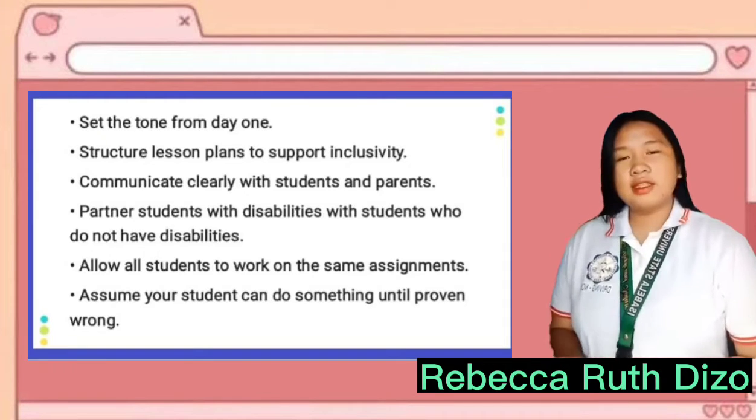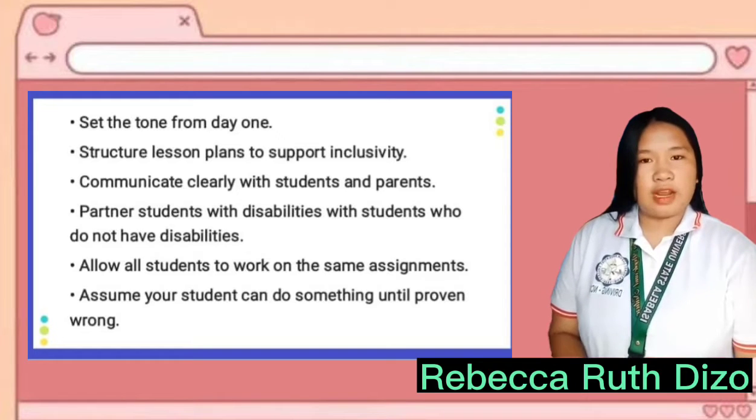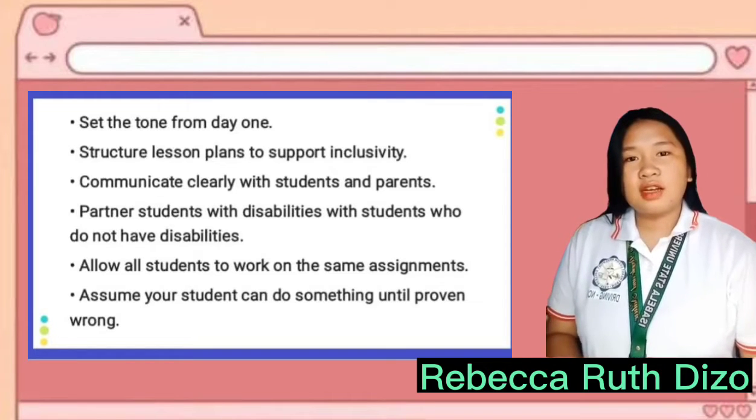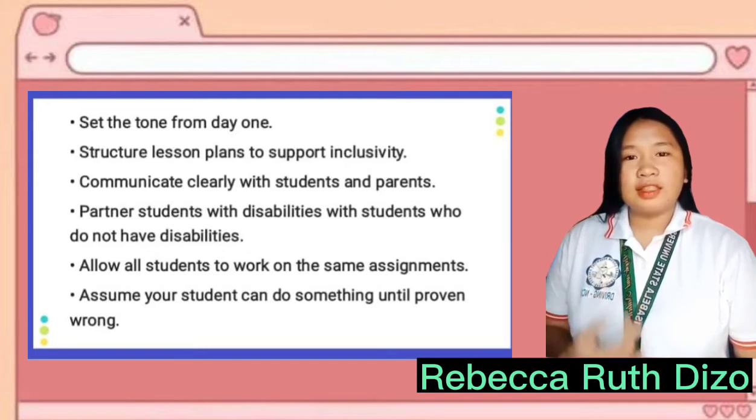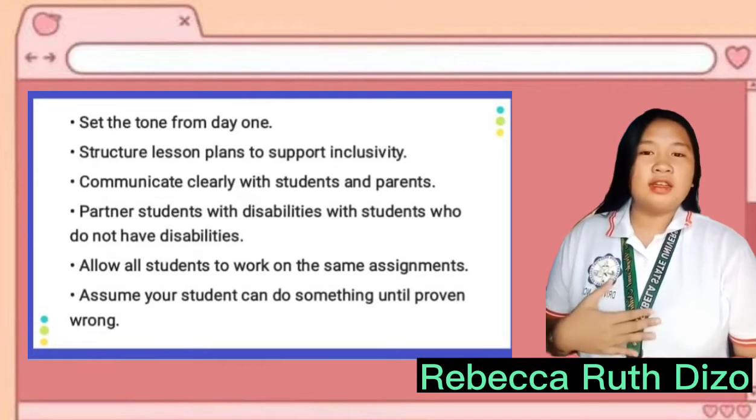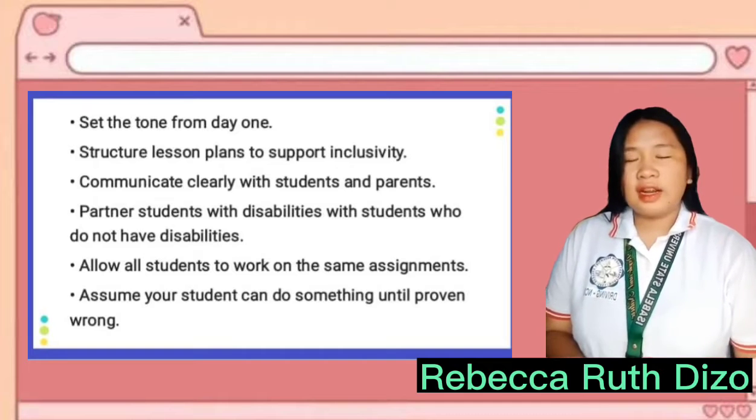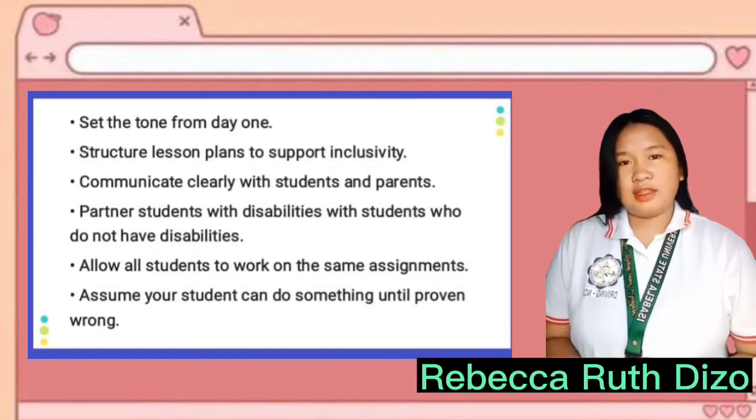So the next is communicate clearly with the students and parents. So at the start of the school year, or at the start of each week if necessary, clearly let our students know what our expectations are in terms of assignments and deadlines.